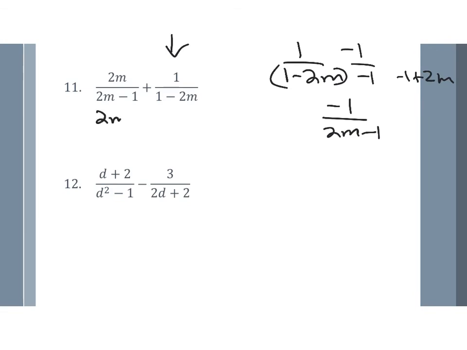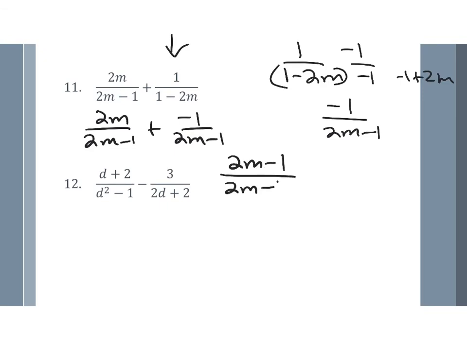So now it looks the same. Now I have 2m over 2m minus 1 plus -1 over 2m minus 1. Again, group your numerator, and notice I get the same thing over the same thing. Anything divided by itself is equal to 1. The next example is a little bit long. I need to factor this and make this d plus 1, d minus 1.